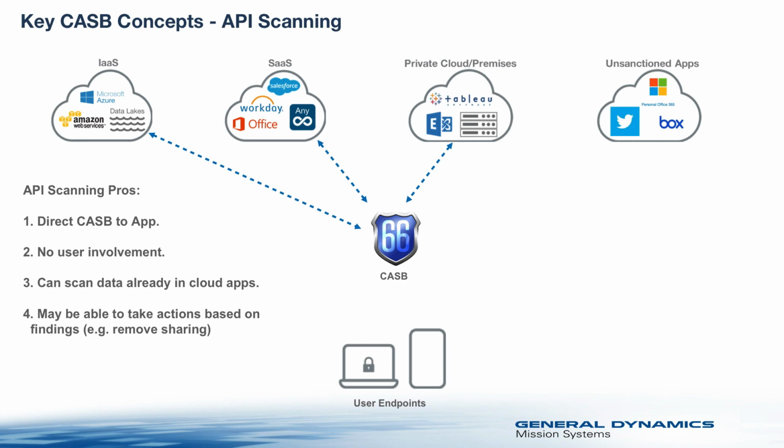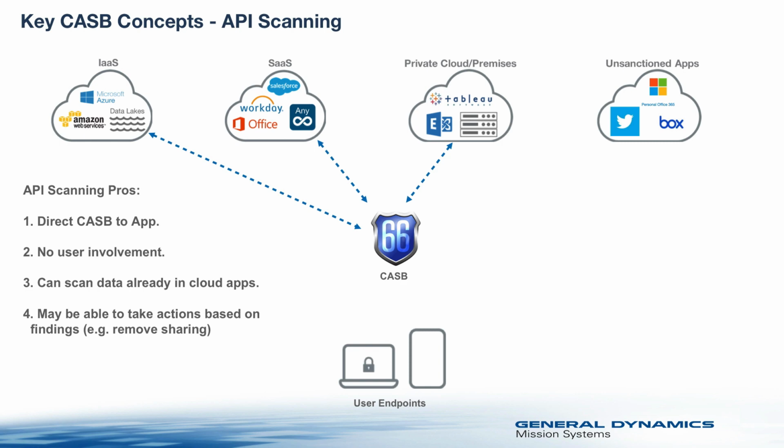They're direct CASB to application, so they're easy to deploy because they don't involve any type of endpoint change. They don't involve the user really at all, so there's nothing from a behavior perspective that the user has to do. They can scan data that's already in cloud applications. So if a cloud application like Office 365 or Salesforce has already been deployed, and then you're coming back and implementing a CASB type security apparatus on top of that, you can use the APIs to scan the data that's already in those cloud applications.